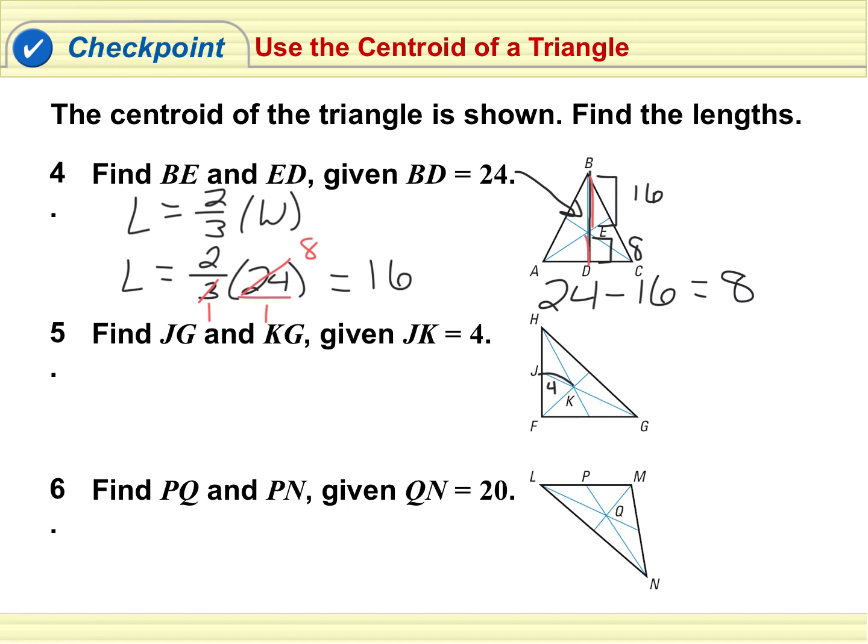So we said the longest side, or the longest length, was 2/3. So what's the other part of 2/3? 1/3. So our shortest side is 1/3 of the whole. Does that make sense, how I set that up? Okay. So now let's plug in what they gave us. What did they give us? Which is it, the shortest side or the longest side? Shortest side. So plug 4 in for the shortest side.